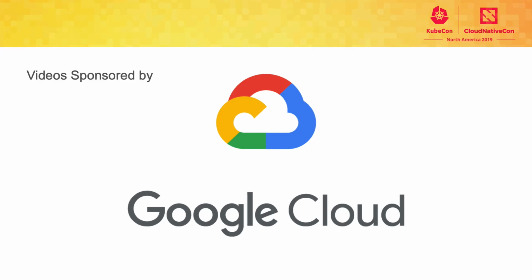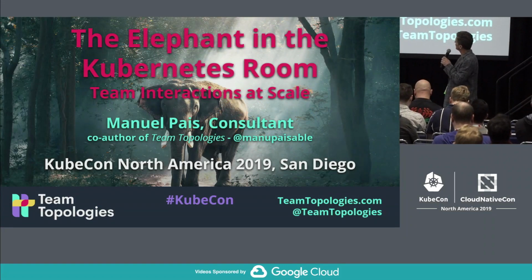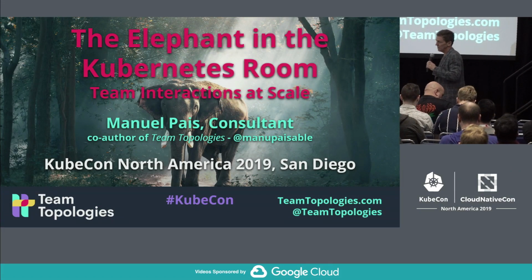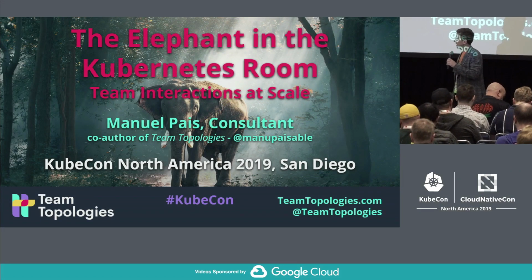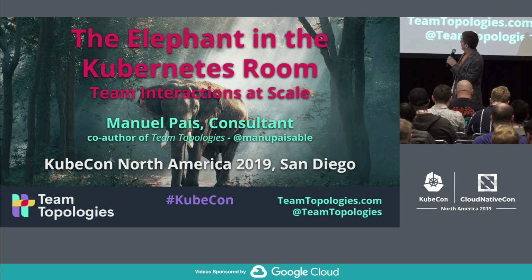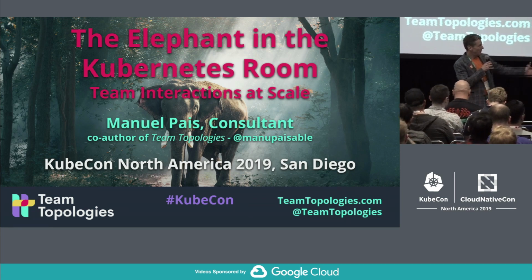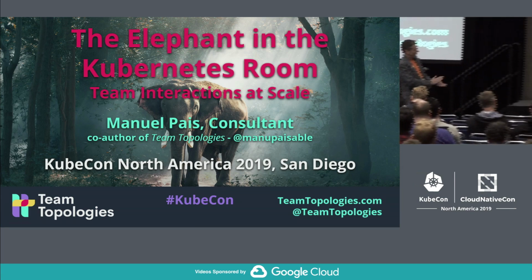Good afternoon again, and welcome to the Ops Track. This is a really interesting session: The elephant in the Kubernetes room, team interactions at scale. A very timely topic, I think, also. And we're lucky enough to have Manuel Pais, co-author of Team Topologies, here to give us a run-through. So, Manuel, thank you so much.